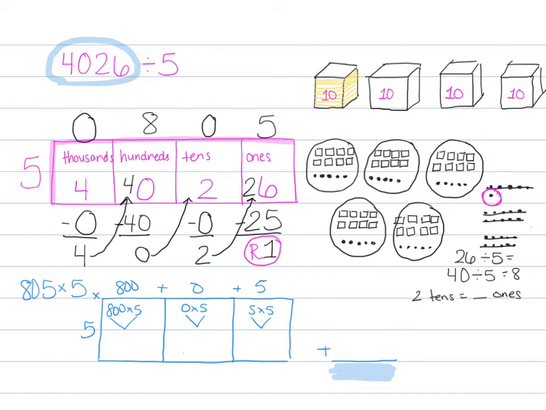Don't forget to add your remainder at the end if you're 1 off, because there's 1 extra. If you just multiply, you're just seeing how many are in the equal groups. So go ahead and try that. When you get 4,026, go ahead and write it here. If you do not get it, raise your hand.